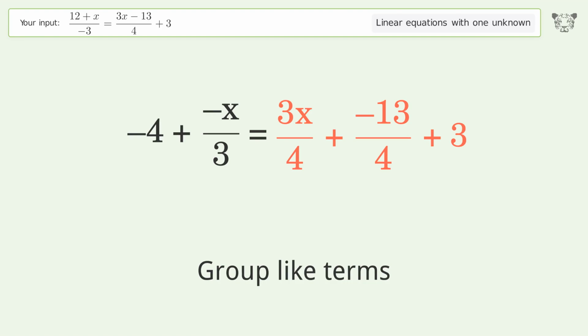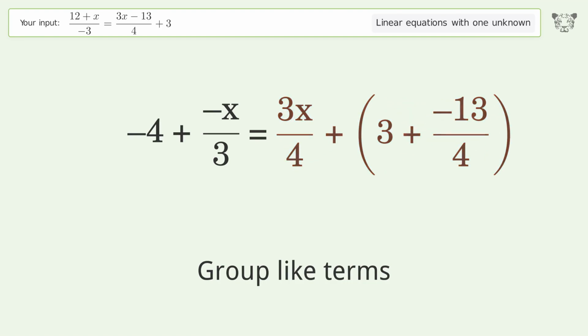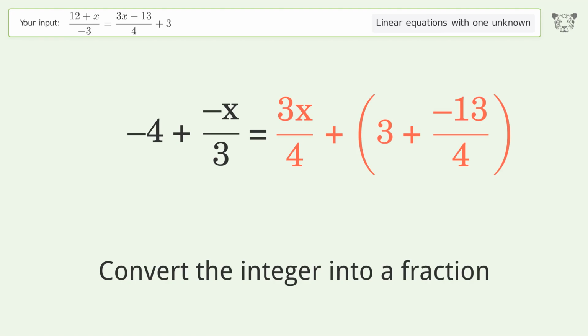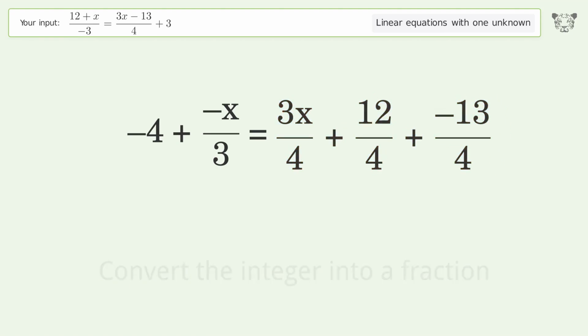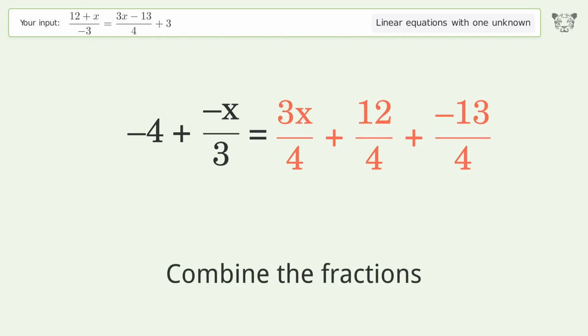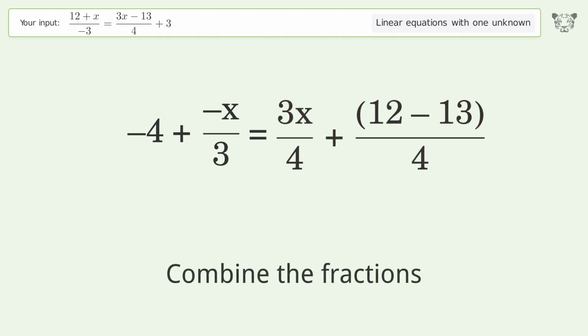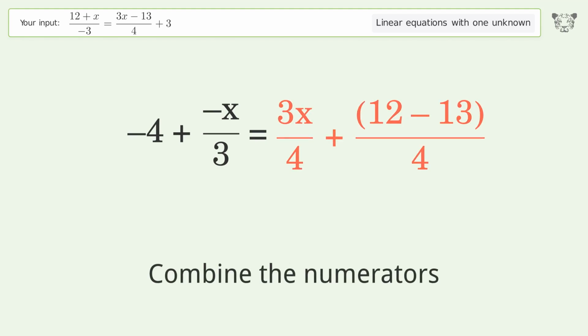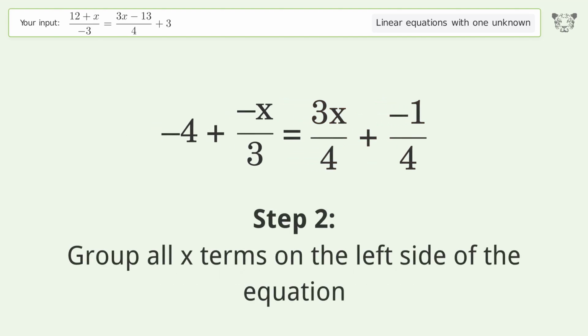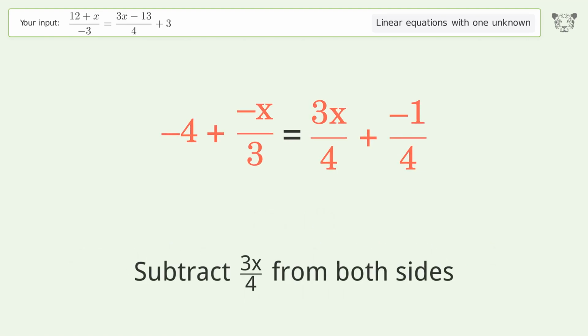Group like terms. Convert the integer into a fraction. Combine the fractions. Combine the numerators. Group all x terms on the left side of the equation. Subtract 3x/4 from both sides.